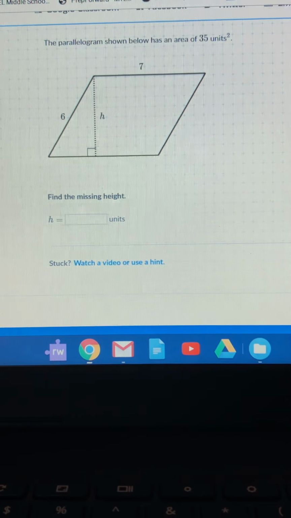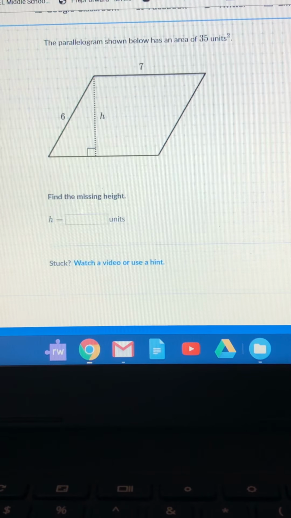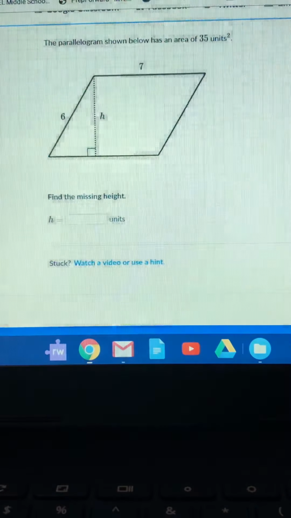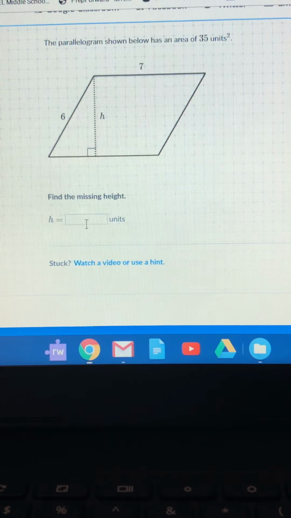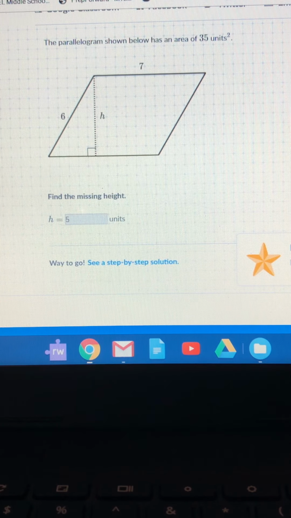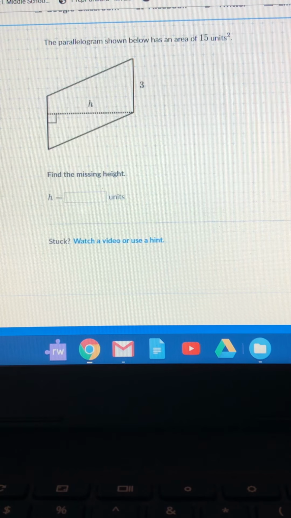Now we need to divide by 7 on both sides so that that cancels out, and 35 divided by 7 is 5. So the height is 5. And we would go ahead and just type in the number 5 to check that, and I know that 5 times 7 is 35, so this parallelogram had an area of 35.